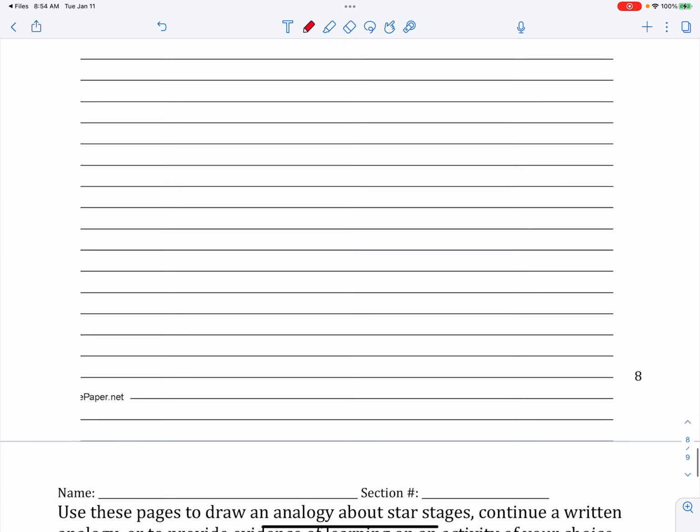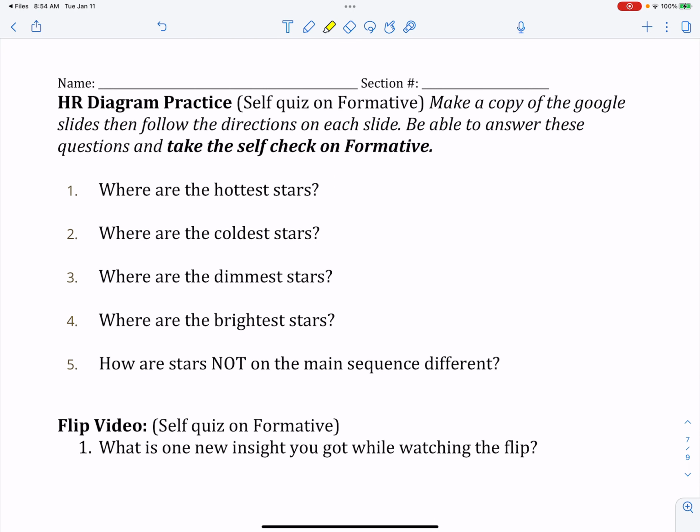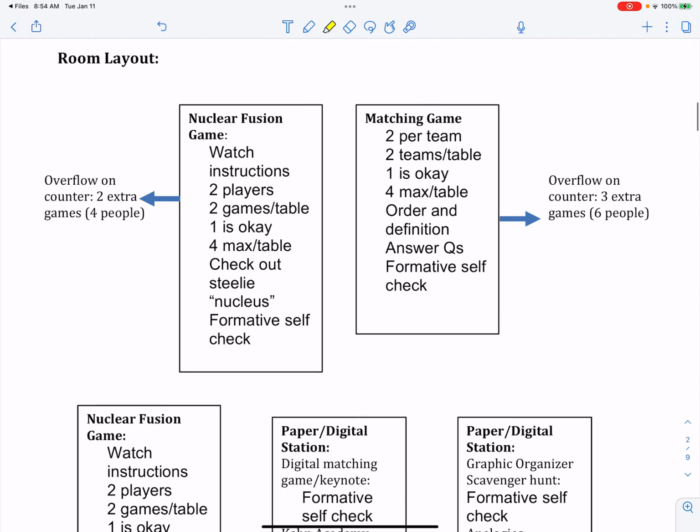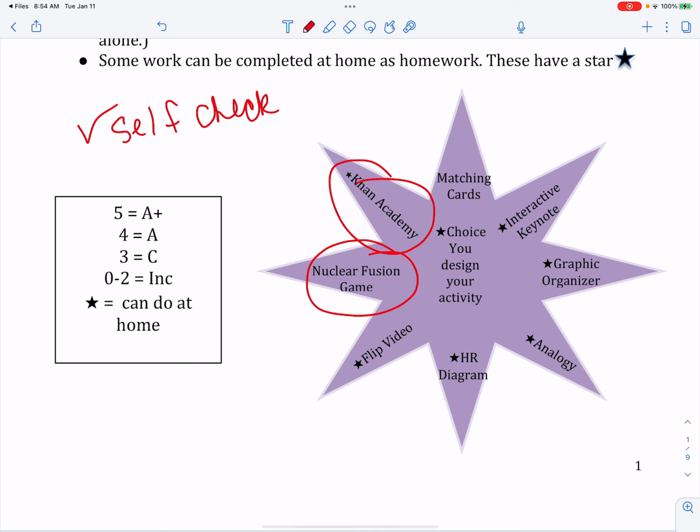Your instructor does have to check this space, but everything else will have a self-quiz listed on Formative with the same title. All of the self-quizzes on Formative will be in the format, it'll say check mark, self-check, and then it will have the title of like Khan Academy or Nuclear Fusion Game. And so you're looking for these items. Again, your instructor's only going to use those self-checks and that analogy. We'll document as we go.